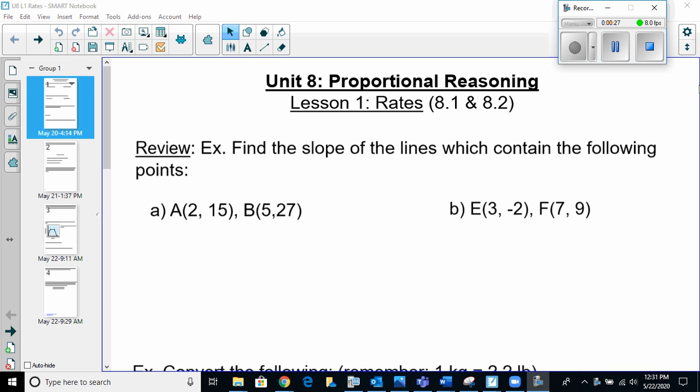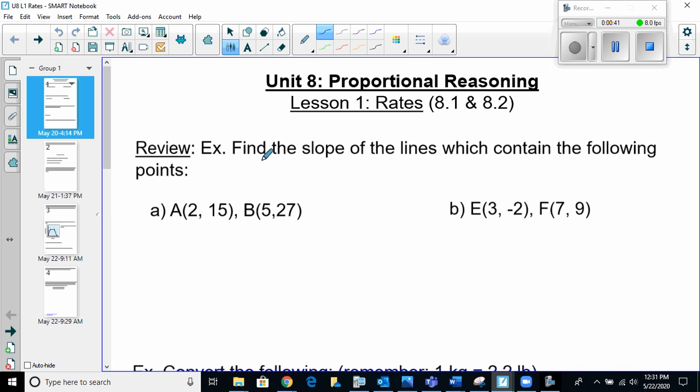In this example, we will find the slope of the line that contains those two points, in the first case A and B, and in the second one E and F. Keep in mind that the slope is calculated as y2 minus y1 over x2 minus x1, where y is the y coordinate and x is the x coordinate of the point, and 1 and 2 are the two points we are dealing with. So we can say that this is x1 and this is y1, and this is x2 and this is y2, because each point can be represented with a pair of x and y.